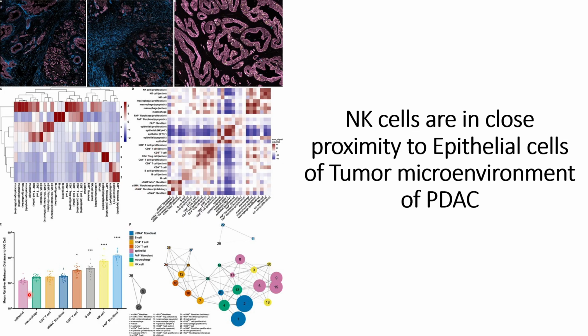Thereafter they did this relative distance analysis compared to the NK cells. And here also they see that the epithelial cells have the minimum relative distance to the NK cells compared to the other immune cells, and the closest distance between NK cells and the fibroblast cells also seems to be found.